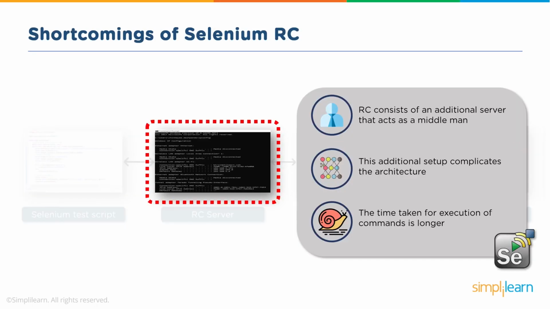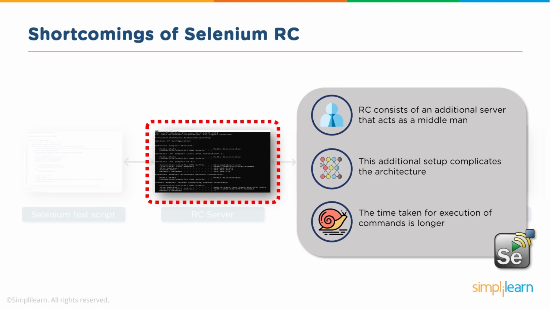The reason why RC was still not good enough was, one, the architecture of RC is very complicated because of that intermediate RC server to communicate with the browser. So there is no direct interaction with the browser. This RC server needs to be installed before running any test scripts. That means it has an additional setup, because the RC server is a mediator between your Selenium commands and your browser. The execution of the commands takes a very long time. It is very slow. Why?